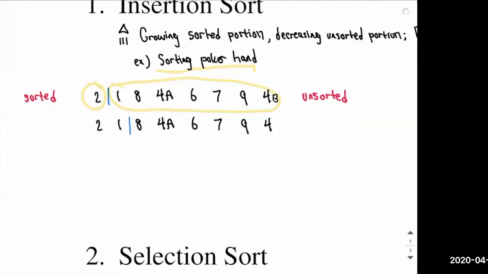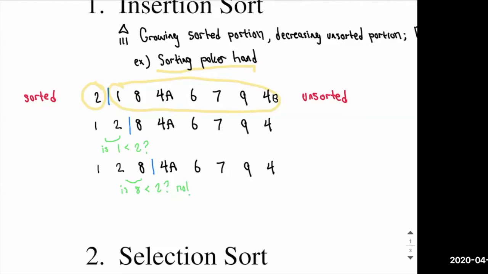We move that blue bar by 1 so that now our sorted portion is 2 and 1. But this isn't sorted. So when we do this process of moving the blue bar, we ask ourselves, is 1 less than 2? The answer is yes. So we swap 1 with 2. We bubble it down. Now we can move on. We move that blue bar to the right by 1, and then we ask ourselves the same question. Is 8 less than 2? We see that the answer is no, it is not.